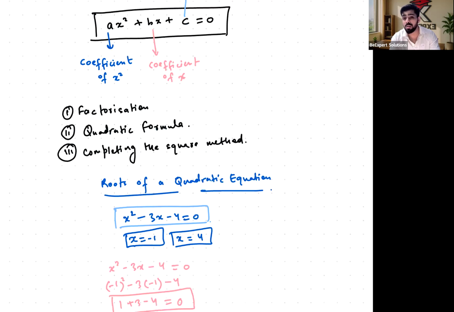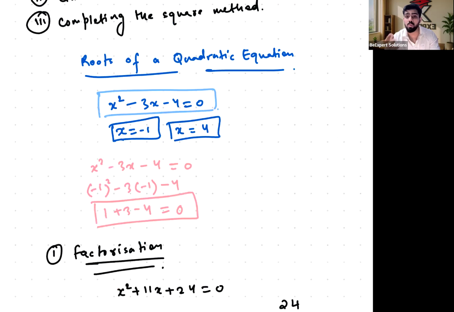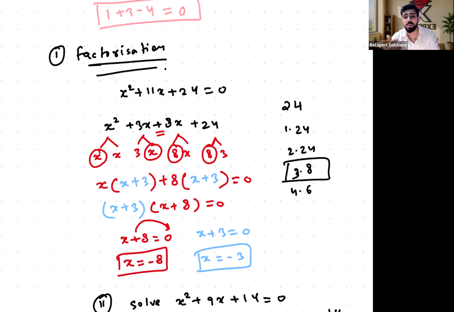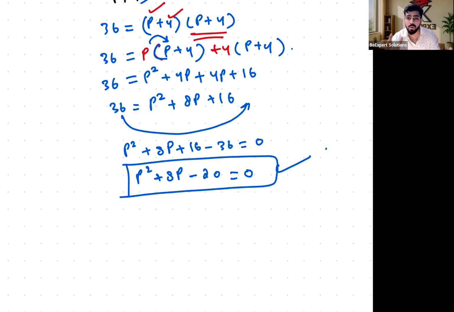We also understood what the roots of the quadratic equation are. When you solve an equation, you get two values of x, and that is called the roots of the quadratic equation, or zeros of the equation. Why are they called zeros? Because when you put the value of x back into the equation, you get the answer zero. We did factorization, which is simple. I explained the method, and you can check the video out. That's what we did in the previous video on quadratic equations.